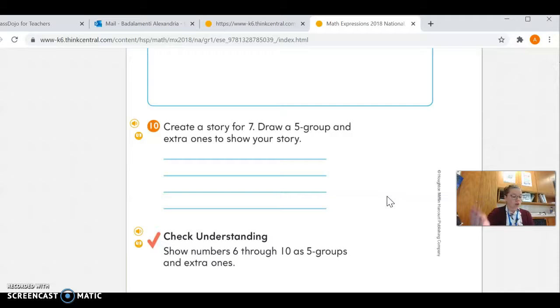Okay, so then we would draw our apples. And we're trying to think of how many apples do they have all together. So it would be 5 of them that were Donald's and 3 of them that were Heidi's. How many do they have all together? So it would be 5 plus 3 equals 8. So for number 10 here, we would want to create a story. So maybe you and your homework helper, whoever's helping you out at home, can help you come up with a story just like that and write it on the lines. So you're going to do it for the number 7. So you're going to have a 5 group and how many extra ones to show your story, okay?